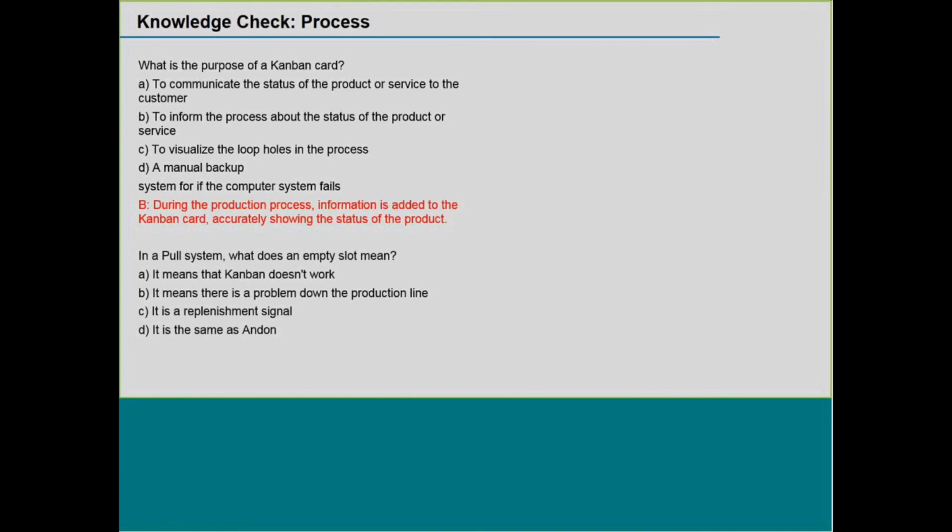In a pull system, what does an empty slot mean? A, it means the Kanban card doesn't work. B, it means there's a problem down the production line. C, it's time to replenish, it's a replenishment signal. Or D, it is the same as an andon. And the answer here is C. An empty slot in a Kanban system simply is a sign to replenish whatever is missing.